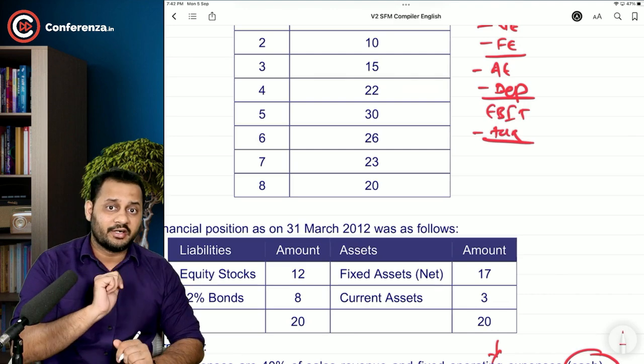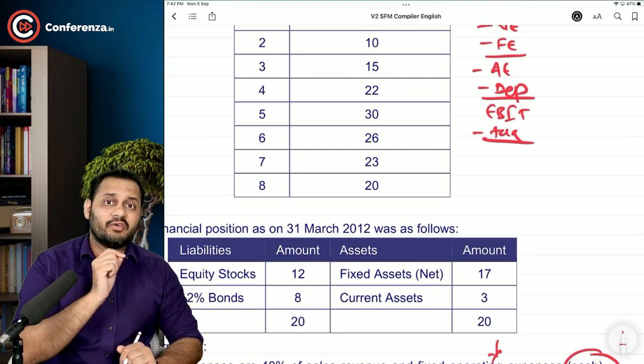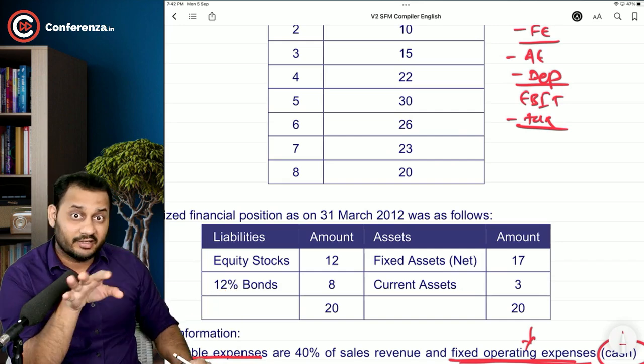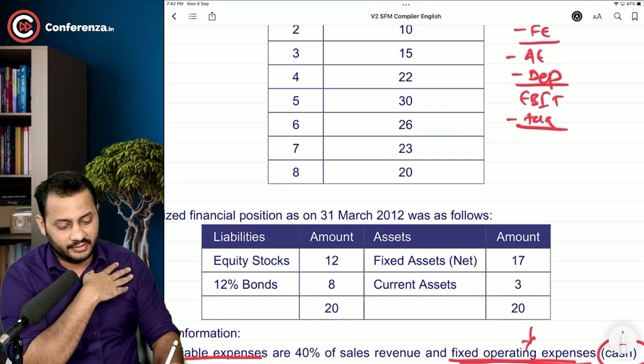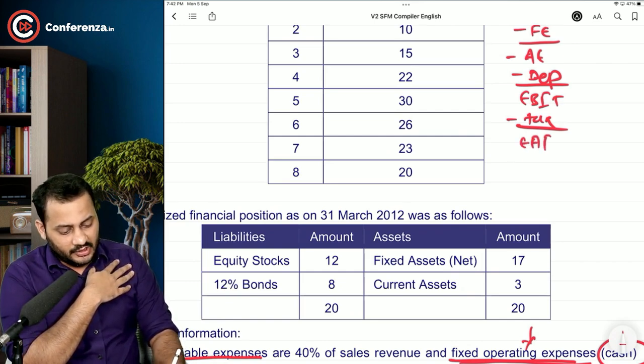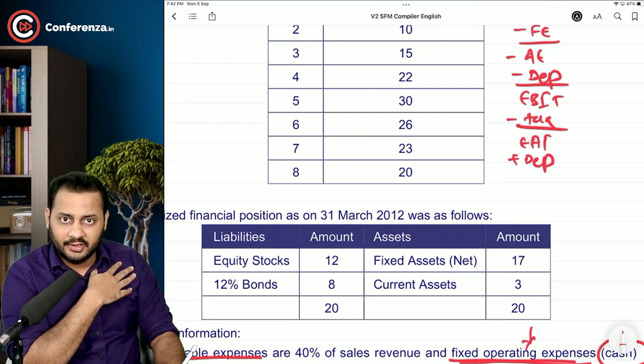Do not deduct interest because we have to calculate value of the firm. So forget about 12% of the interest on it. Forget about that. You cannot deduct it. Okay. So EBIT minus tax. You will reach at EAT after tax, and then you will add back depreciation in that.